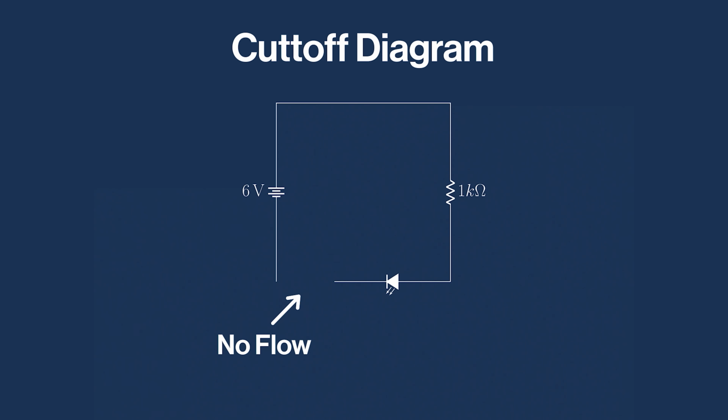Okay, so what if we remove the LED or a wire? The circuit is broken, current can't flow, and the LED goes dark. The key takeaway here is a circuit must be closed for electricity to flow.